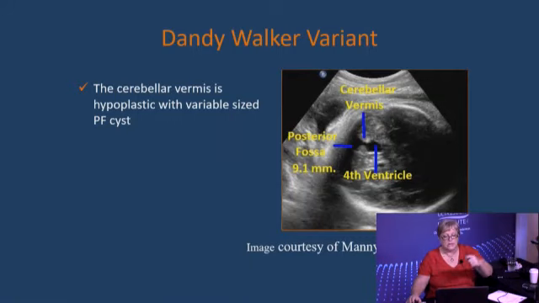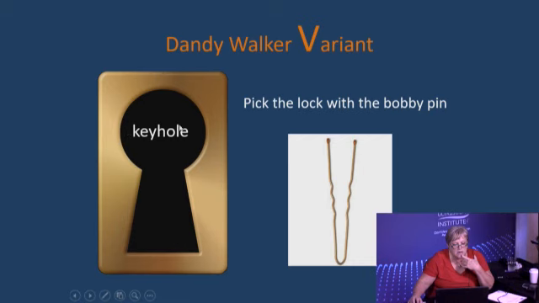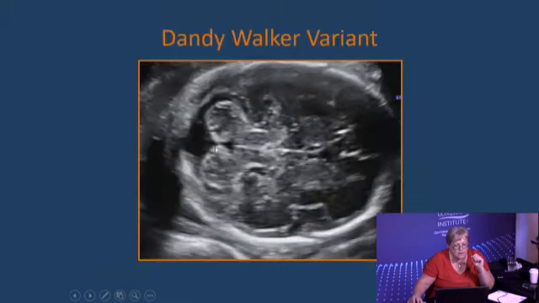So always looking to see what looks normal, what doesn't look normal, and then measuring and describing what you see. So the fourth ventricle communicates with the cisterna magna. It's called a keyhole appearance. If you look at a little keyhole, that's what it looks like, where you have that keyhole so it connects. So we've got at least a partial agenesis because we're not seeing that nice thick band of tissue connecting both of the rounded parts of the cerebellum.